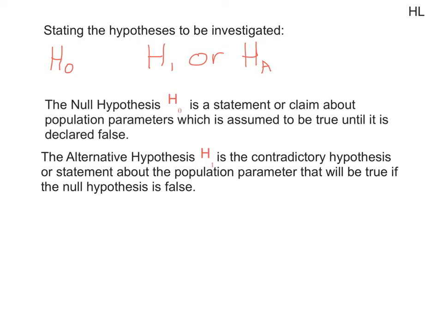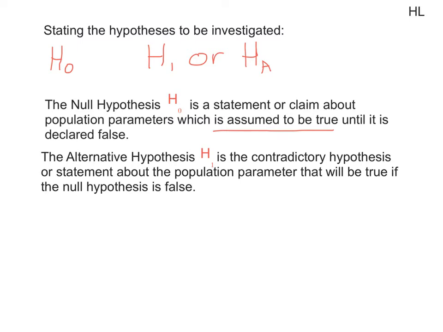The null hypothesis is a statement or claim about population parameters which is assumed to be true until it is declared false. It is similar to the idea of innocent until proven guilty. In comparison, the alternative hypothesis is a contradictory hypothesis or statement about the population parameter that will be true if the null hypothesis is false. Another way of thinking about the null hypothesis is that the population characteristic is equal to the hypothesized value.